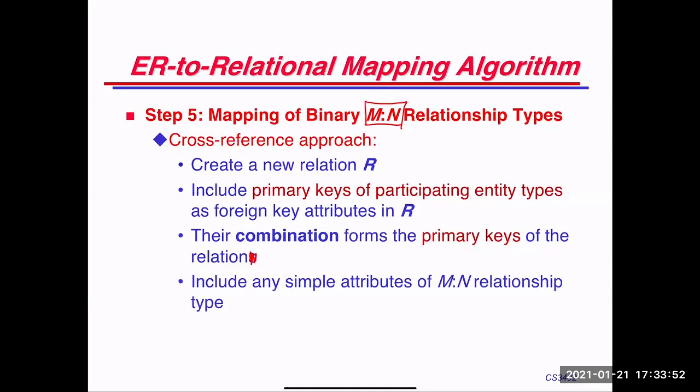Also, we need to include any simple attribute that we may have of the M:N relationship type. So the main difference of this step, compared to the one-to-one relationship types, is that now the combination of the primary keys of these foreign keys forms the new primary key. We need to use the combination because this is a many-to-many relationship, so the same entity might show up multiple times.